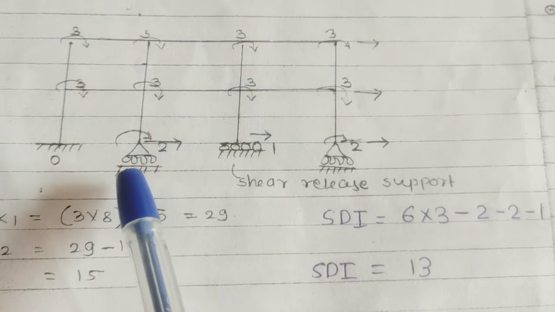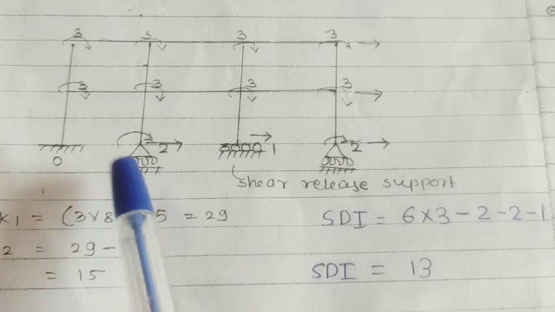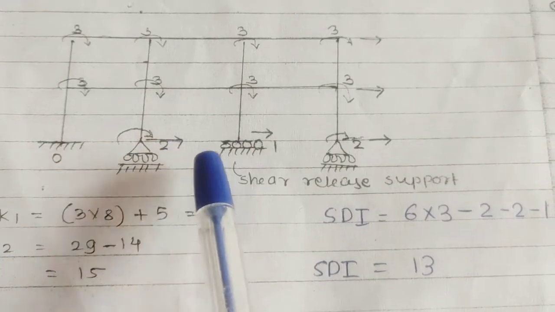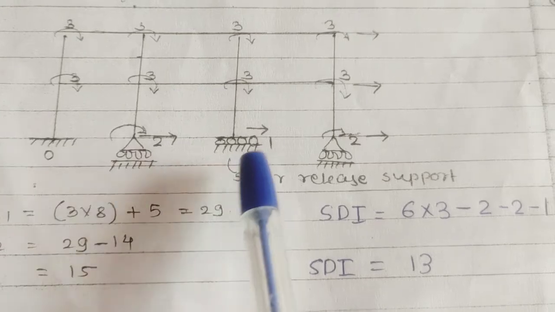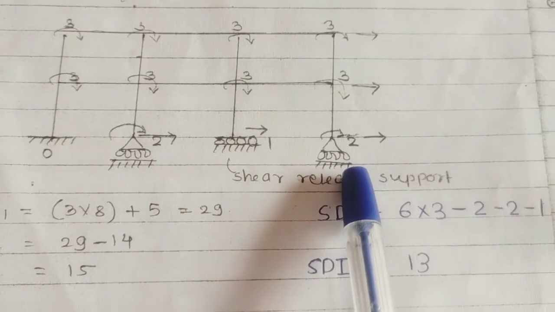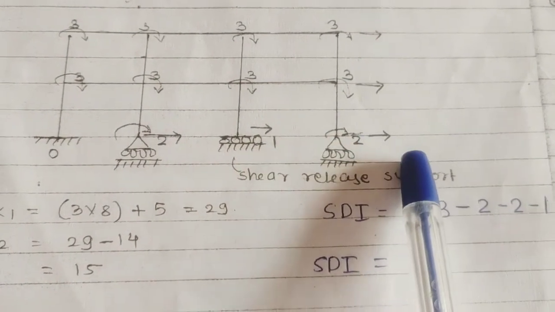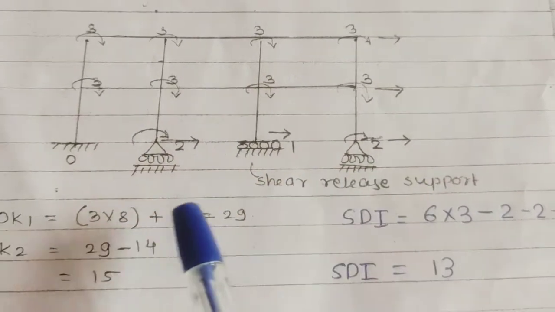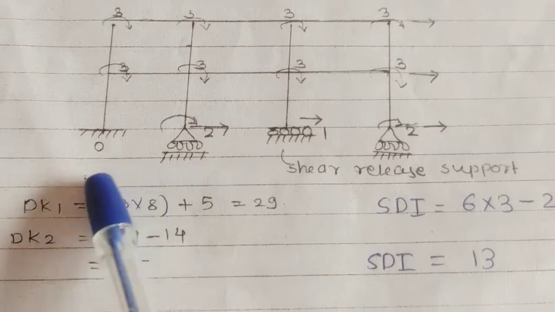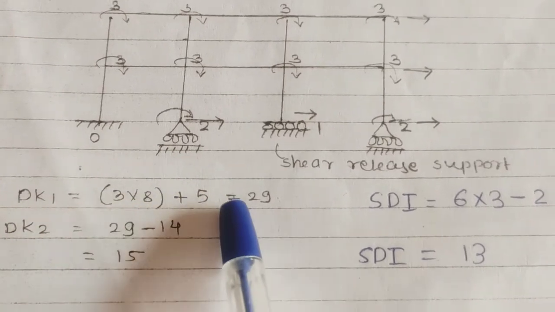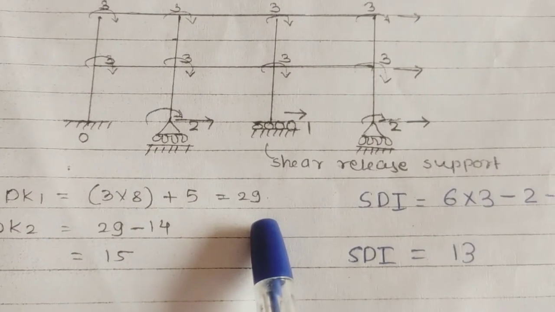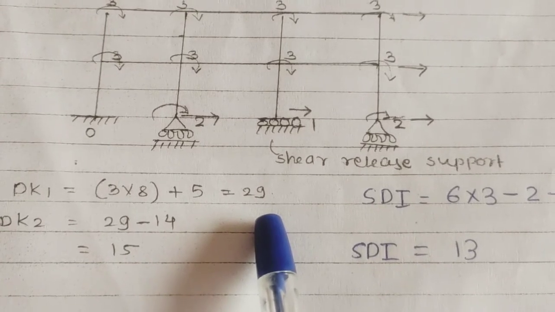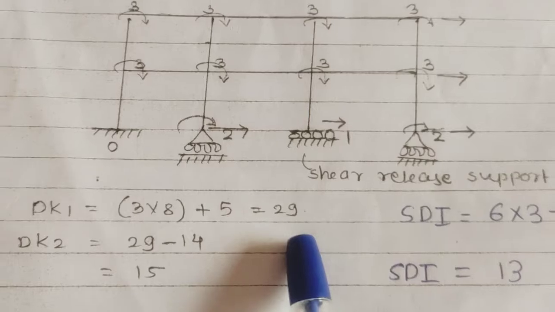Similarly, you have to count the degree of freedom for support. At fixed support it is 0, at roller support it is 2, at shear release support it is 1, and at roller support again it is 2. You have to add these degrees of freedom for support to this degree of freedom. Means 24 plus 5, that is equal to 29. That 29 indicates degree of kinematic indeterminacy with axial deformation.